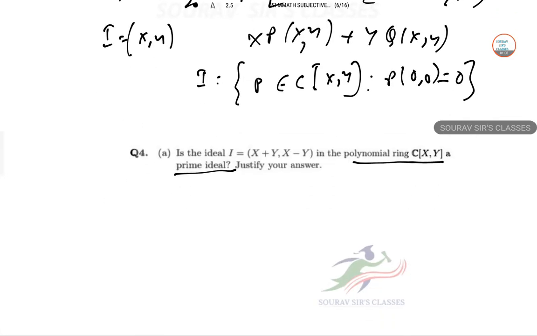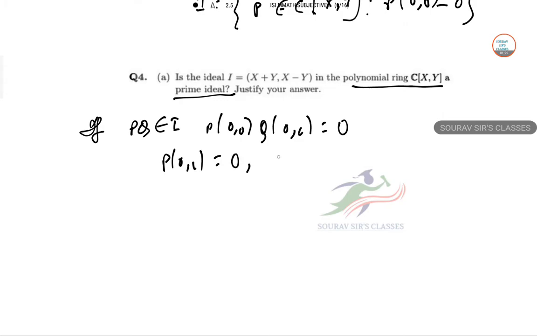Now if the product p q belongs to I, then p(0,0) q(0,0) equals 0, which is possible only when p(0,0) equals 0 or q(0,0) equals 0. So I is a prime ideal. So the first part is done.